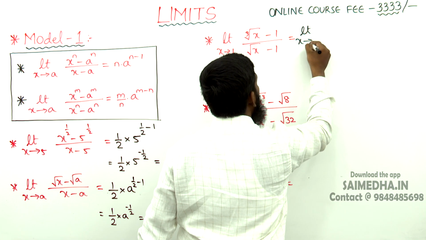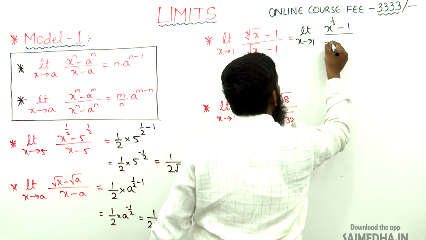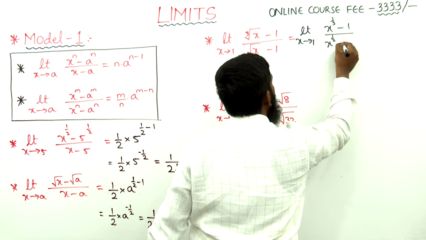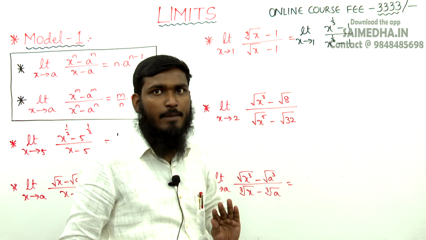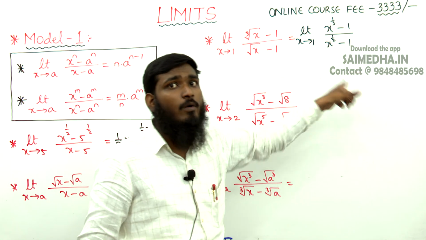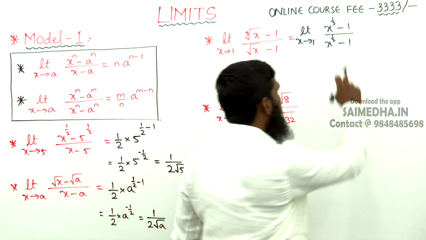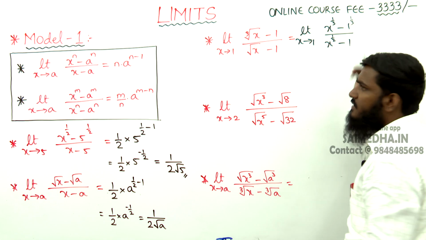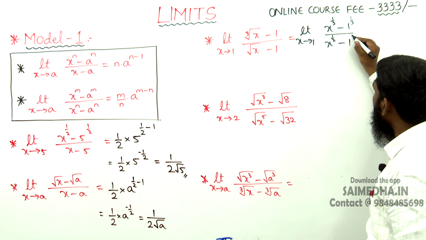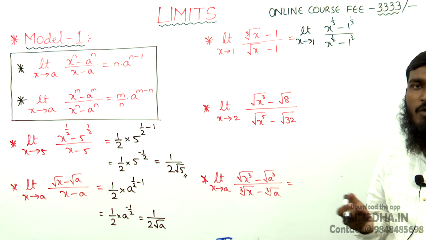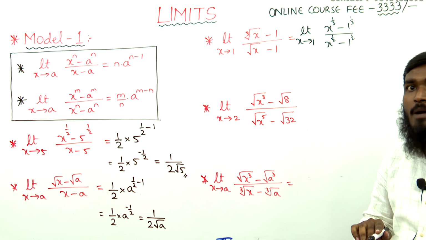Limit x tends to 1, it is in the form of x power 1 by 3 minus 1 divided by x power 1 by 2 minus 1, since square root we are writing as power 1 by 2. Okay, we have taken this part. The a values are same, but the powers of the numerator should be same, and the powers of the denominator should also be same. So for x power 1 by 3, can we write 1 as 1 power 1 by 3? It will be same only, 1 power 1 by 3 is equal to 1. Similarly, 1 power 1 by 2 is also equal to 1. Now the powers of the numerator as well as the denominator are becoming same.